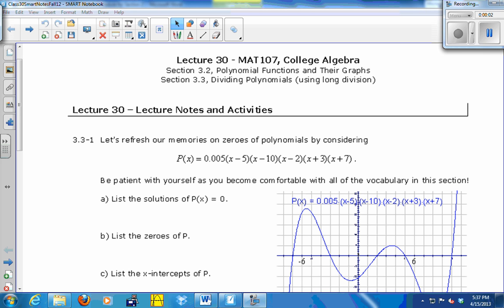Polynomials. We're going to talk about polynomial functions and their graphs a little bit more, and we're going to talk about how to divide polynomials.